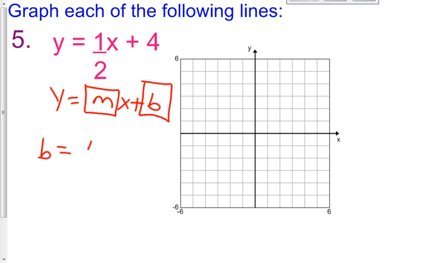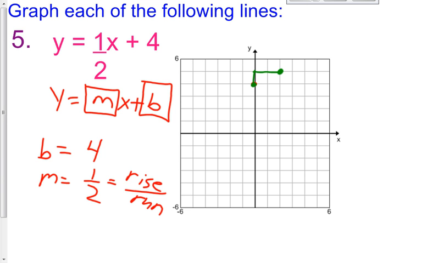My y-intercept is 4, so it crosses my y-axis at 4. So from my origin, I go up 1, 2, 3, 4, and I draw my dot. That is 1 point that my line goes through. For the next point, I see that my slope is 1/2. Remember what slope equals. Slope is the rise over the run. So my rise is 1 unit, and my run is 2 units. So from 4, I'm going to rise 1 and run 2. And there's my other point.